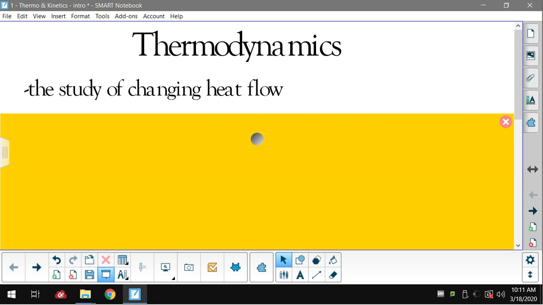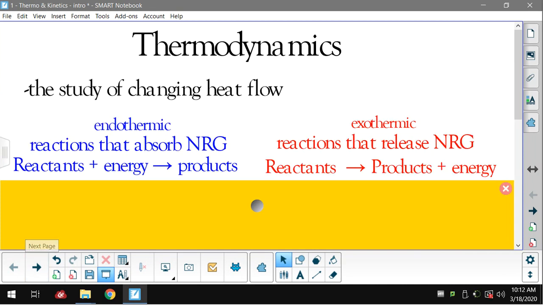So when we're talking about thermodynamics, you need to understand what we're looking at. Reactions can be either an endothermic reaction or an exothermic reaction. An endothermic reaction is a reaction that absorbs energy in order for it to proceed, whereas an exothermic reaction is a reaction that releases energy.